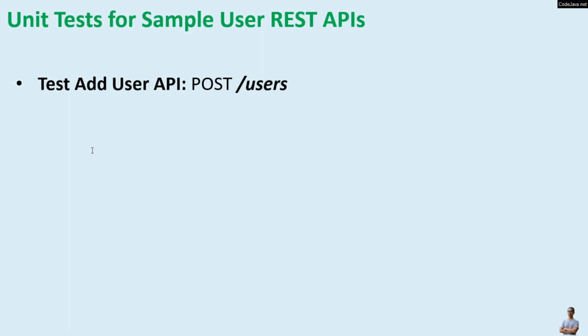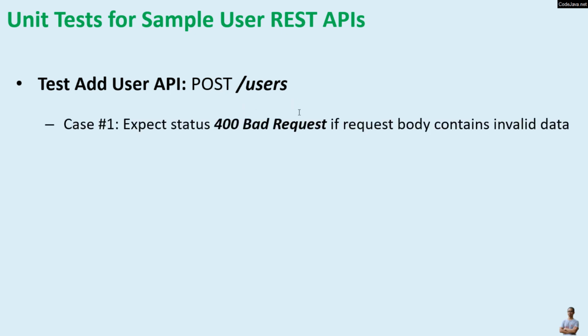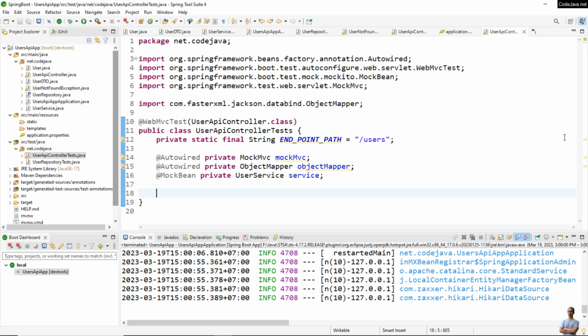Now let's code a unit test for the add user API. The add user API requires the request method is POST and the URI is /users. And the first case for unit testing this API is that we expect the status 400 indicating bad request if the request body contains invalid data. Okay, let me show you how.